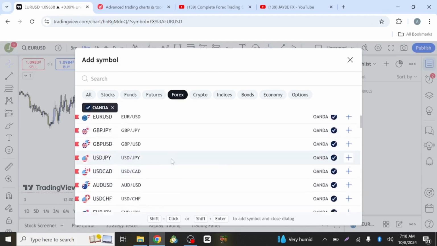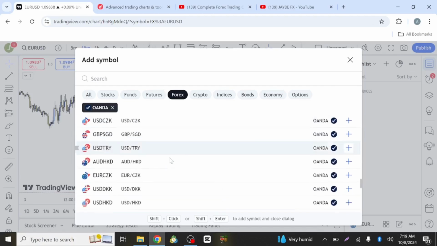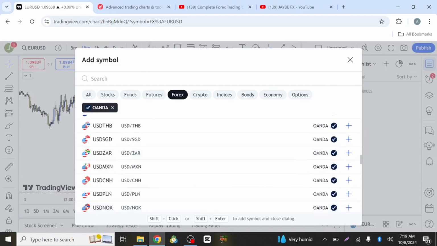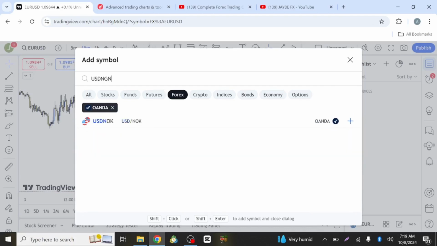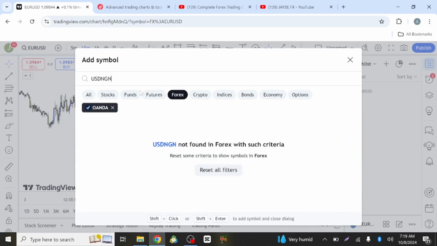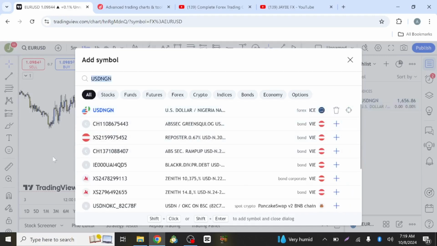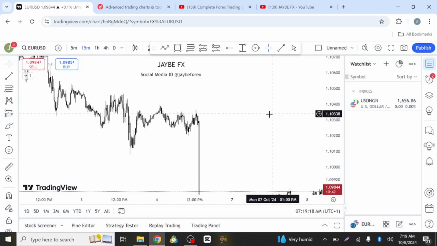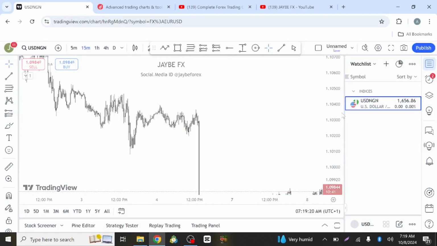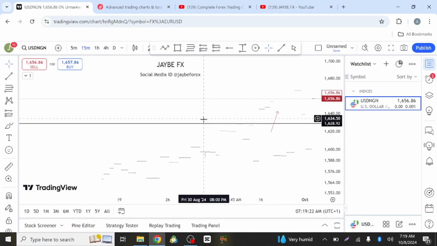First of all, let's start with the one that you will never focus on. Don't trade pairs like USD NGN. I don't even think you can see it, Oanda is not even offering it, because that's not even a currency itself. This is it, USD NGN. This one is not a currency.